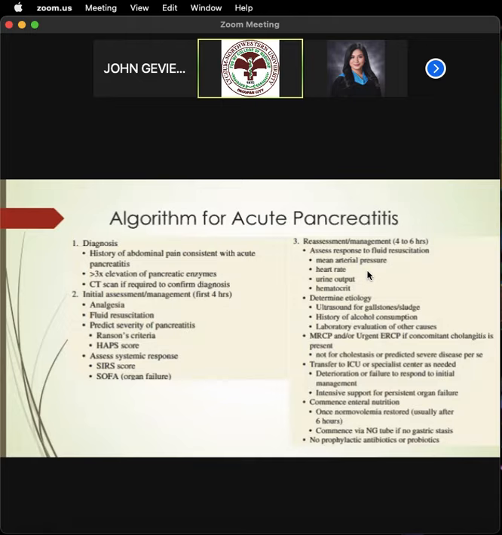Then fluid resuscitation. We talk about the fluid loss, approximately 10 liters if you have pancreatitis. Then you will make use of your risk stratification like Ranson's, HAP score, SIRS score, SOFA, in order to predict the mortality of pancreatitis. Then reassess after 4 to 6 hours after initially giving your management. We monitor hydration by measuring the mean arterial pressure, heart rate, urine output, hematocrit.